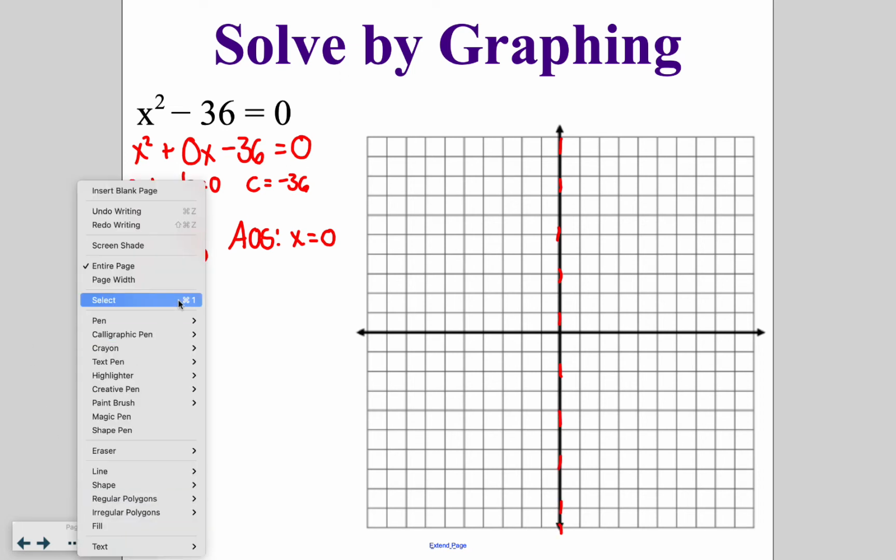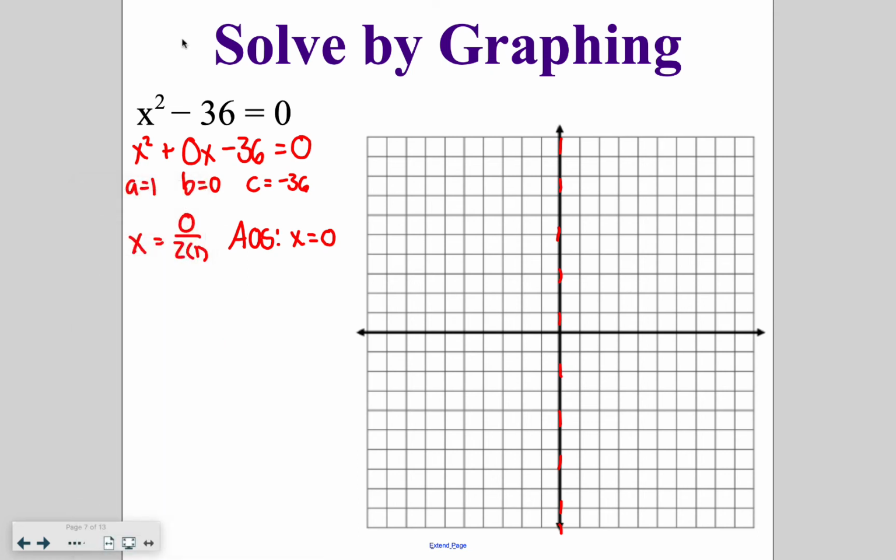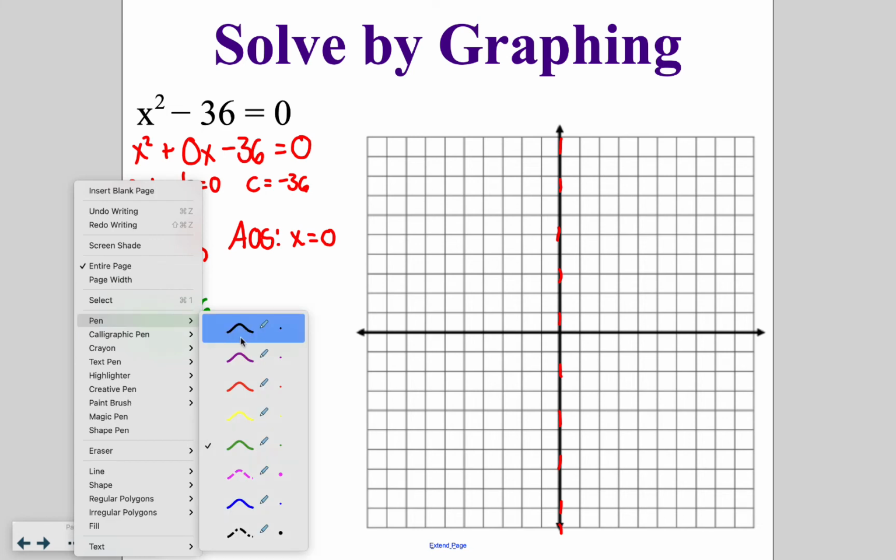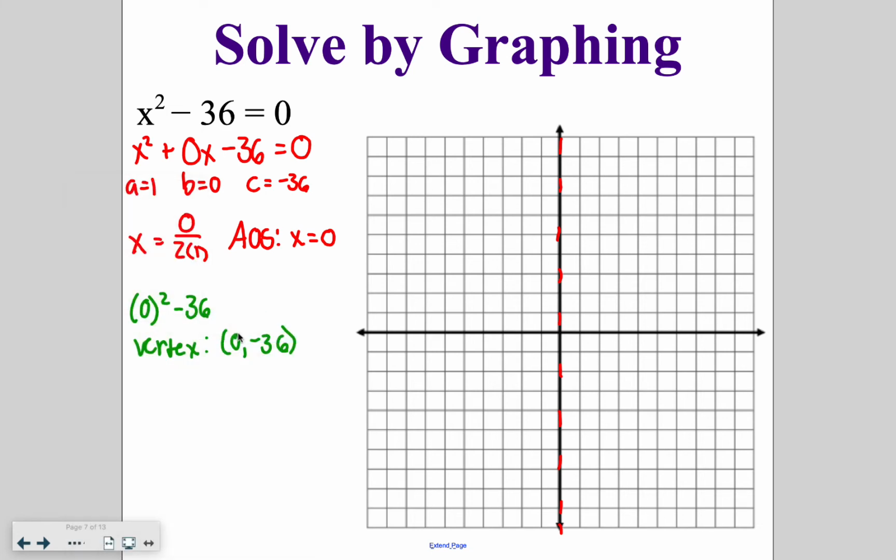Then we need to go ahead and plug in for our vertex. We plug straight into that original equation. So I'm going to plug in 0 squared minus 36, and that gives us our vertex point at 0 and -36. Once again, that is not going to fit onto my graph, so I'm going to have to go ahead and relabel my axis.